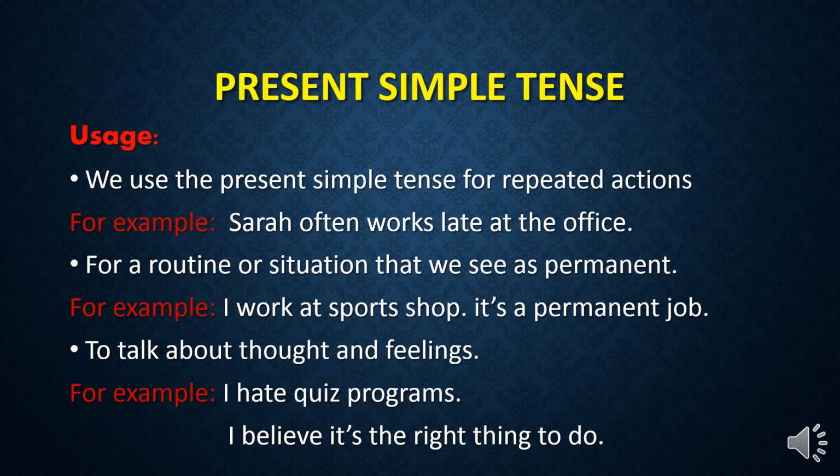We use the present simple tense for a routine or situation that we see as permanent. For example, I work at sports shop. It's a permanent job. Or, they live in a very nice flat. We normally use the present simple tense to talk about thoughts and feelings. For example, I think so. I like it. I hate quiz programs. I believe it's the right thing to do.